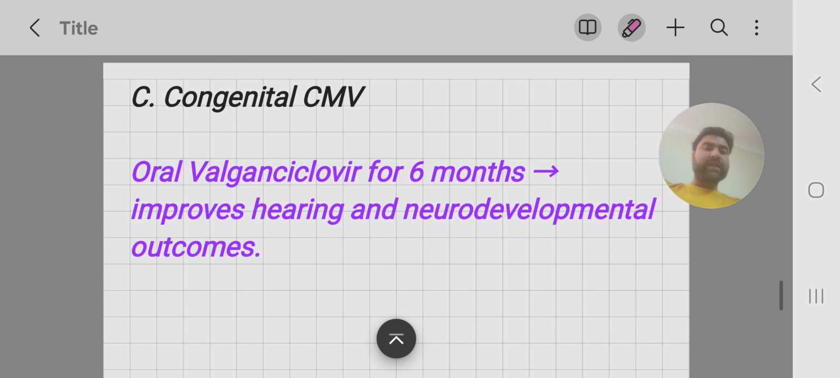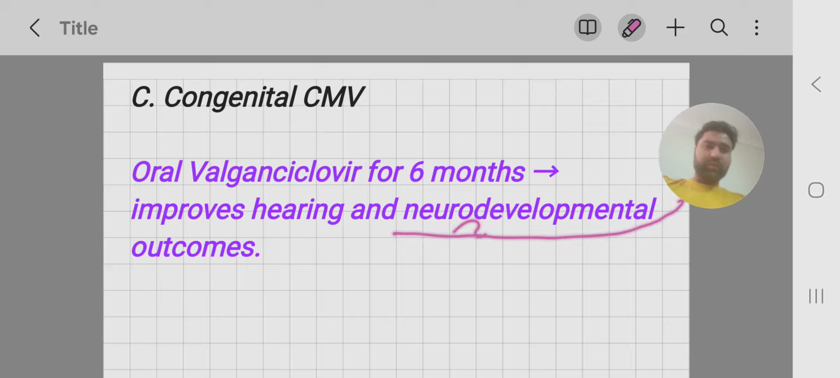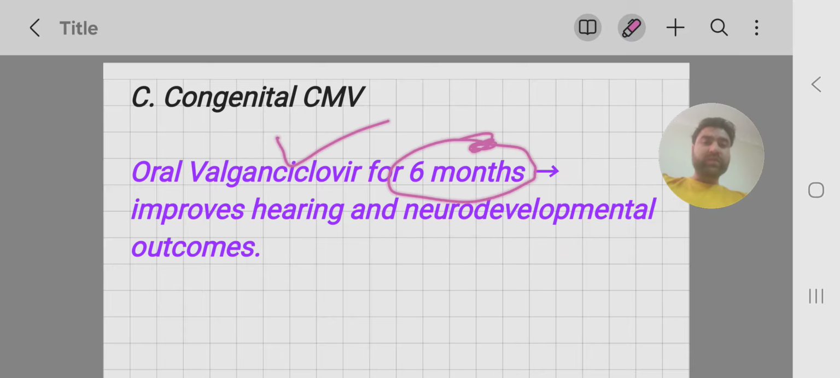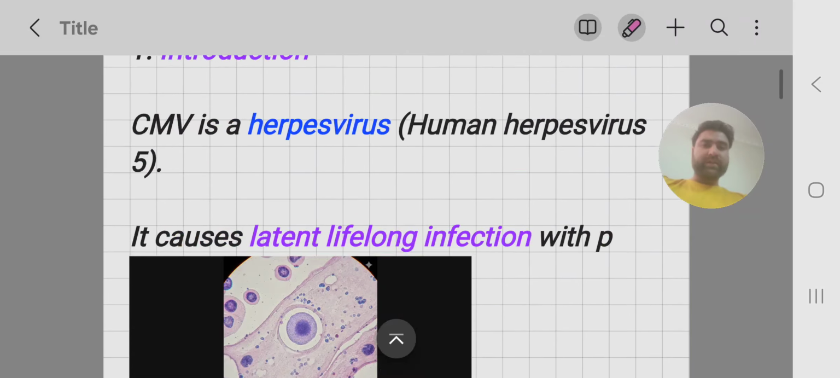In congenital cytomegalovirus, we give oral valganciclovir to the newborn for 6 months after delivery. It improves hearing because CMV causes sensorineural deafness. So hearing is improved when valganciclovir is used for 6 months, and neurodevelopmental outcomes are also improved when you give valganciclovir for 6 months when the baby is exposed to cytomegalovirus. So this is all about cytomegalovirus infection.